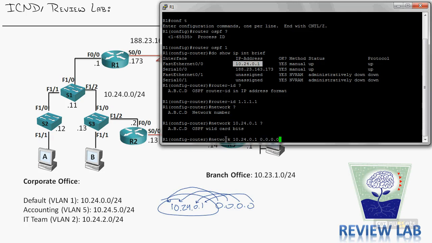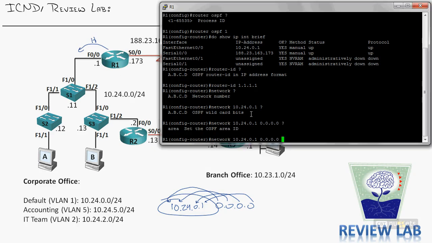Now you remember the network command does two things. One, it says I'm going to advertise this network. Now remember, it's the network, not the IP address. The network assigned to that interface using OSPF. And two, I'm going to send hello packets. I'm going to try and form neighbor relationships out on that interface as well. But I'm not done here. I have to type in area 0.